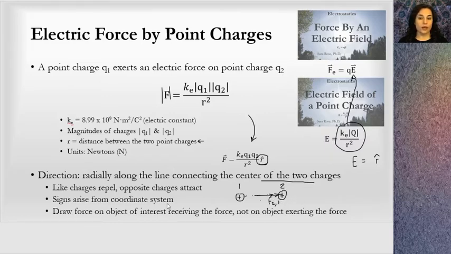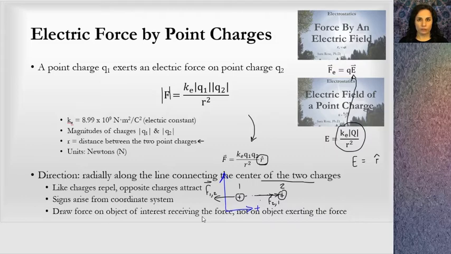The signs arise from the coordinate system. So notice I use the positive signs to determine the direction of the force. And now I can assign a coordinate system. And in this coordinate system, I can see that this force points in the positive x direction. You could have forces pointing in the negative direction, as the force on 1 from 2 is in the negative direction. And so I get a negative sign on a force that's from both positive charges because of the coordinate system. Draw the force on the object of interest receiving that force.